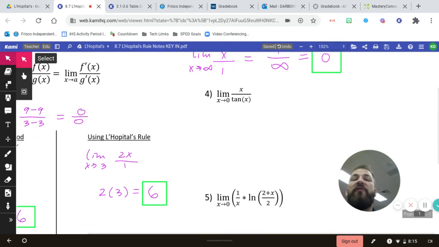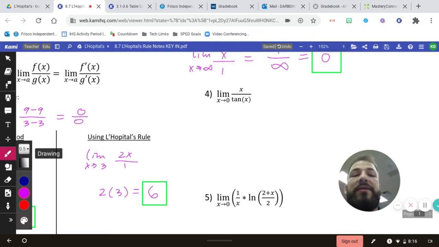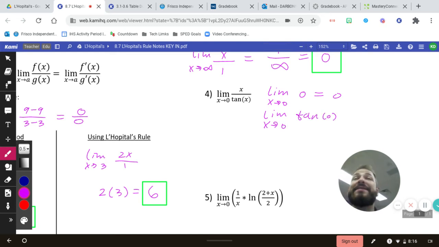Okay. Number 4, the limit as x approaches 0 of x over tan of x. So the limit as x approaches 0 of x would be equal to 0. The limit as x approaches 0 of tan of x: tan is sine over cosine, so 0 over 1, which would be 0. So we get 0 over 0.